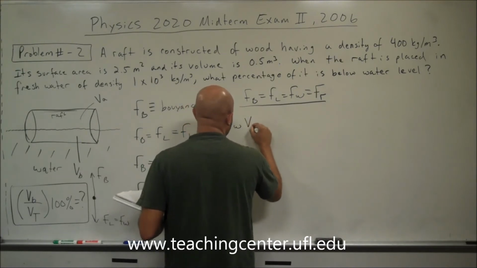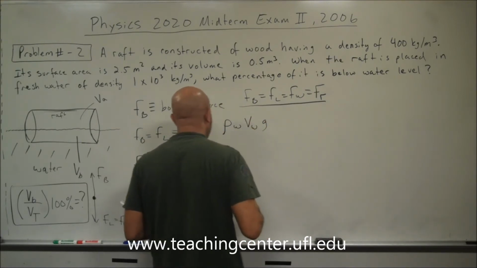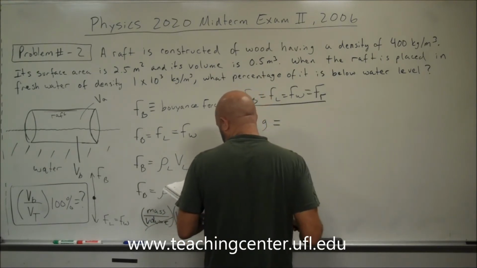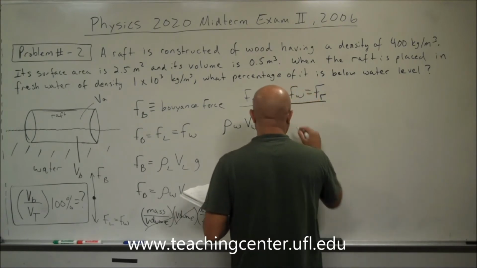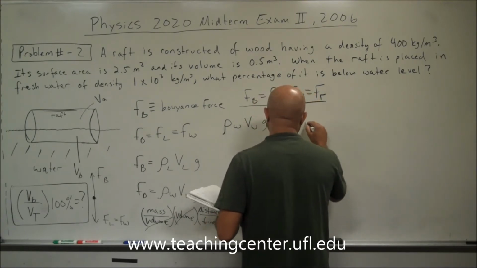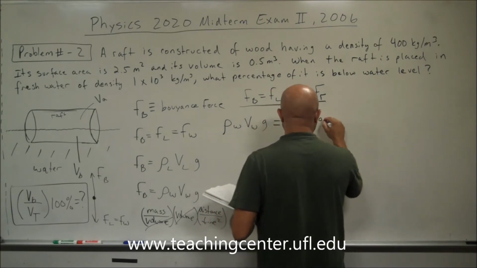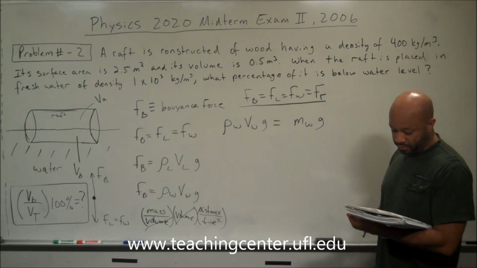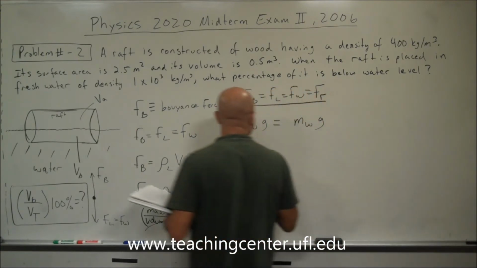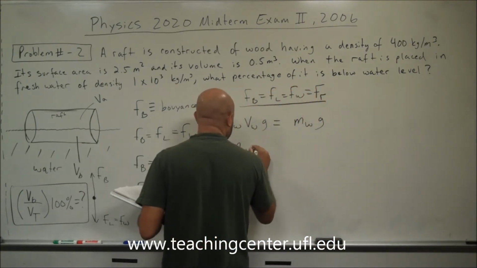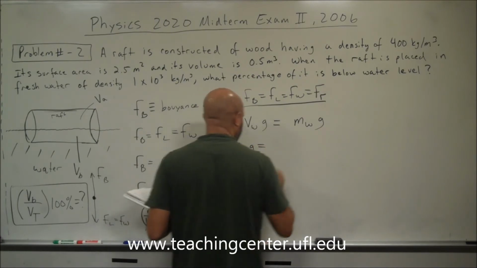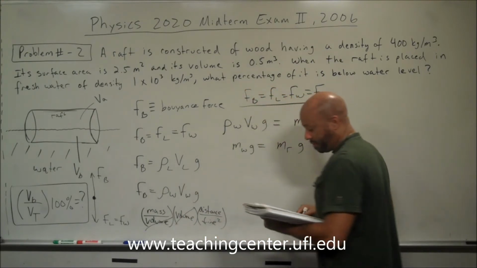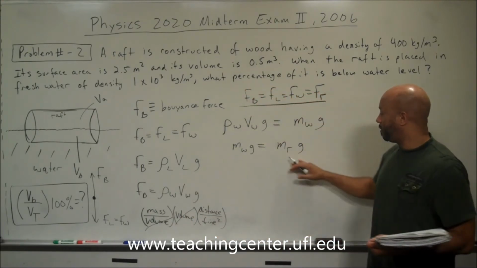density of the water times the volume of the water times gravity, which is basically just the force of the liquid that's displaced, is equal to the mass of the water times gravity. Okay, so that's what that equals to. And we know that the mass of the water displaced times gravity is equal to the mass of the raft times gravity. All right?